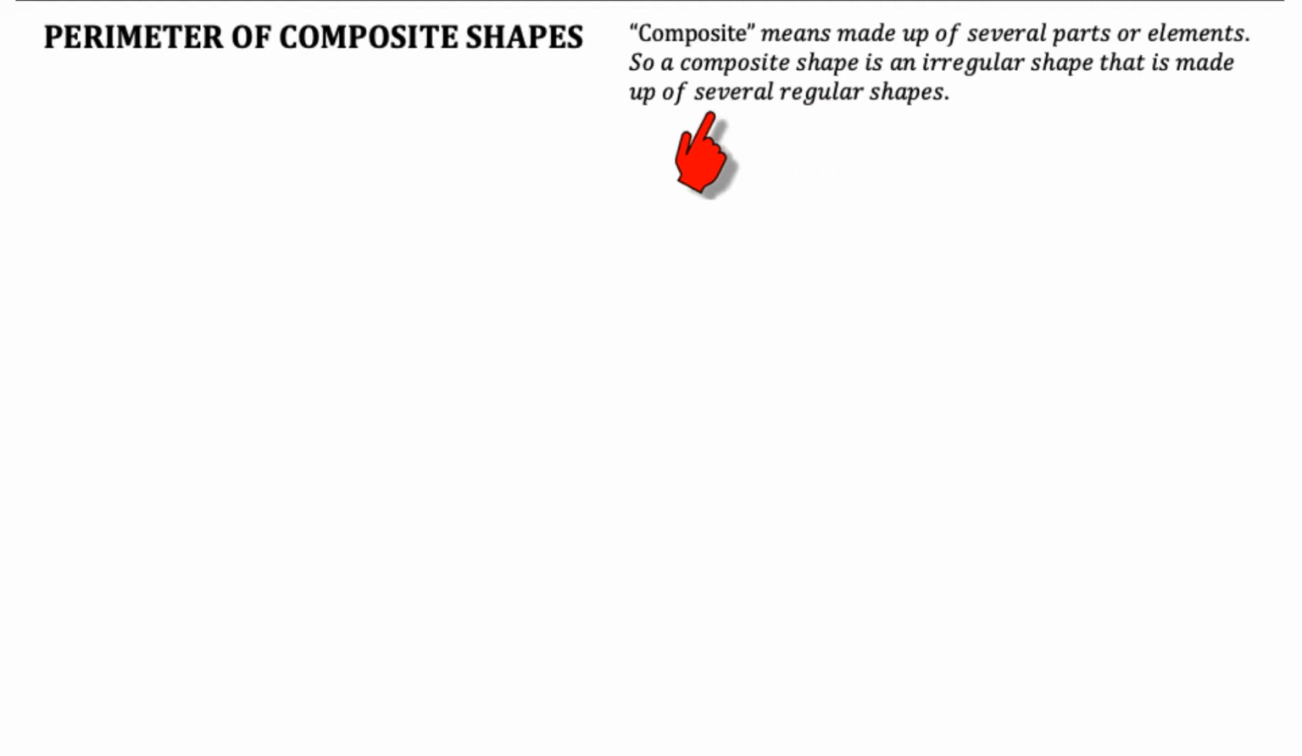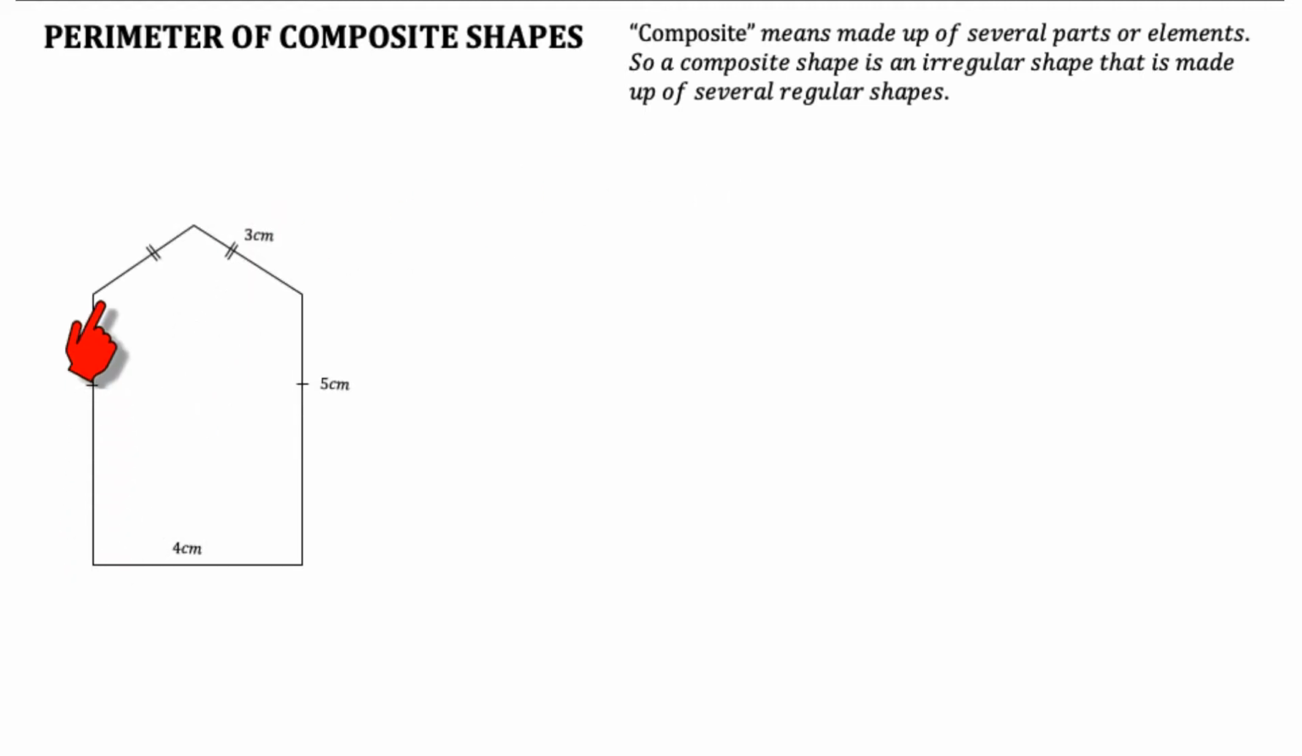So a composite shape would be some weird or irregular shape that is made up of several different regular shapes or things we do know. So for example, here's a composite shape. And I can see it's kind of got a rectangular piece here, a triangular piece on top. So it's a composite shape. It's made up of a rectangle and a triangle. I would like to calculate the perimeter or the distance around the outside. But before I do, there's a couple of things I need to notice.